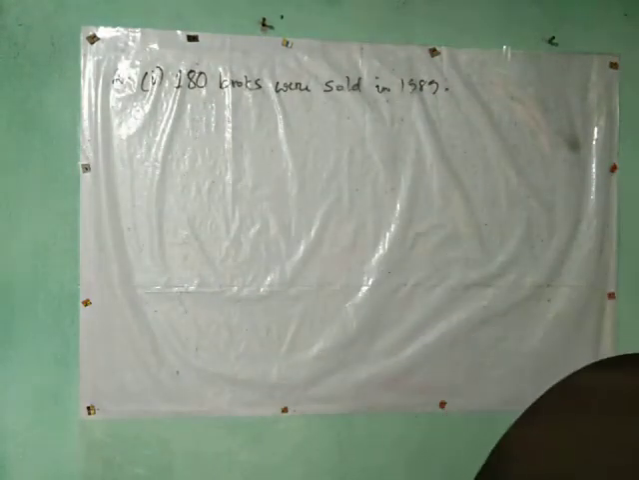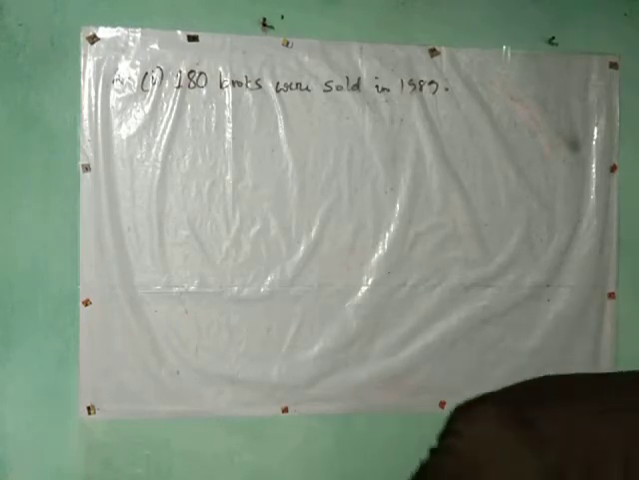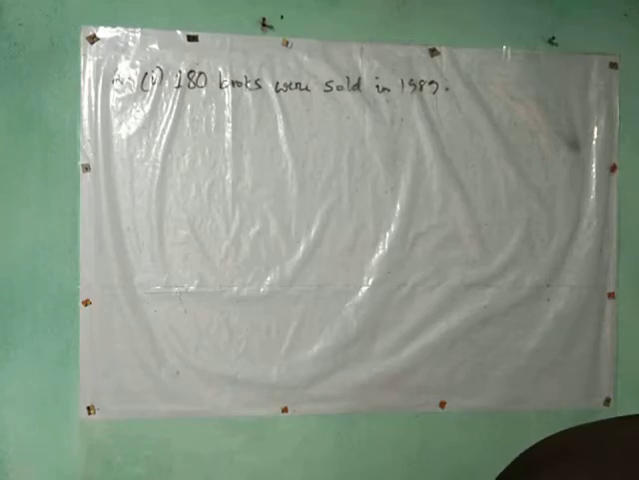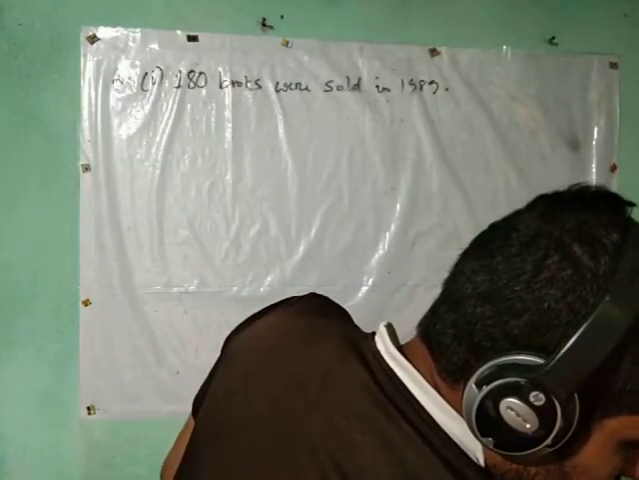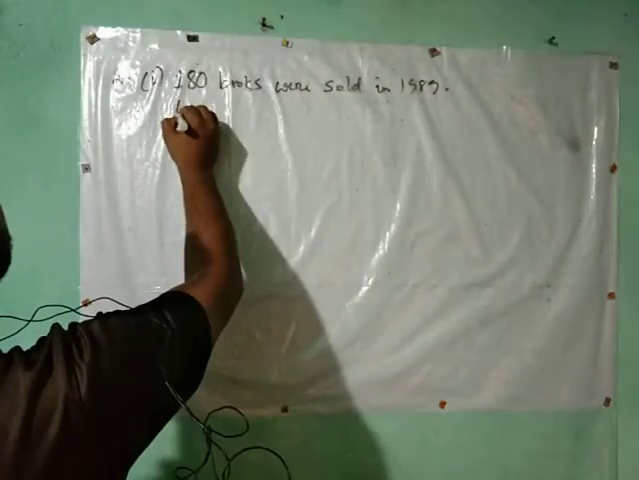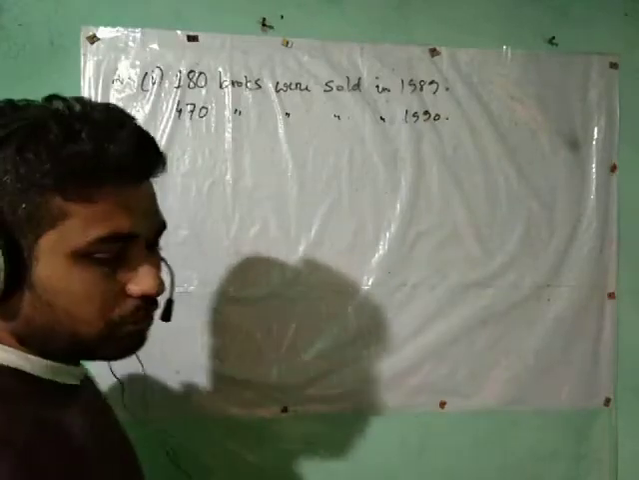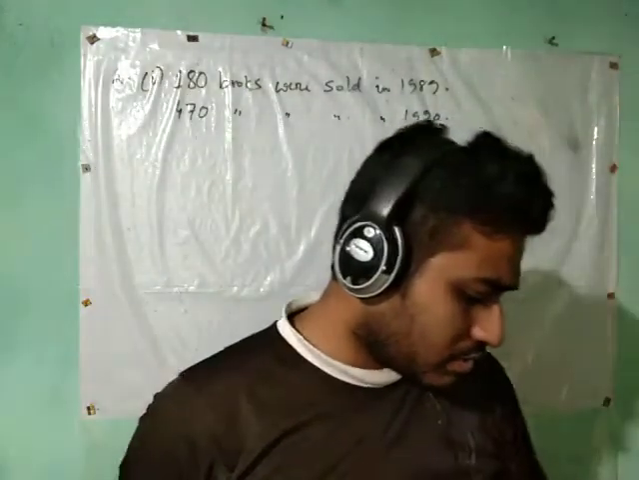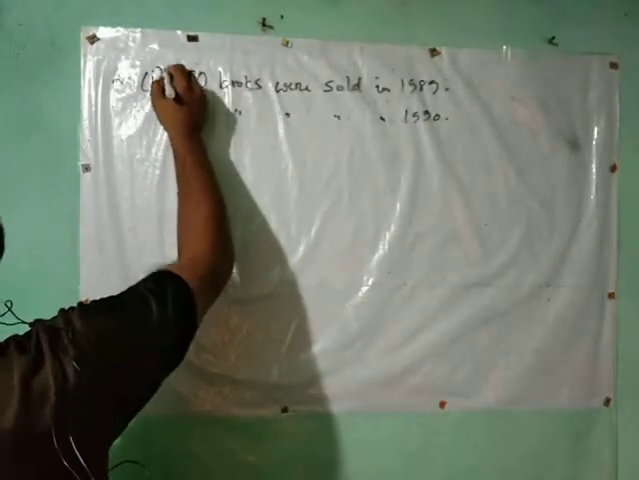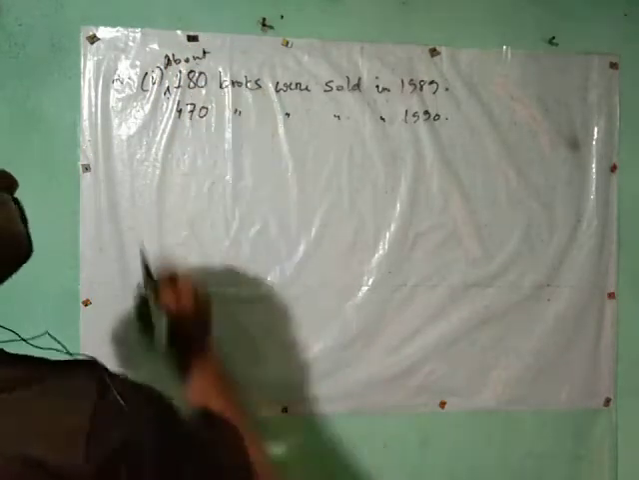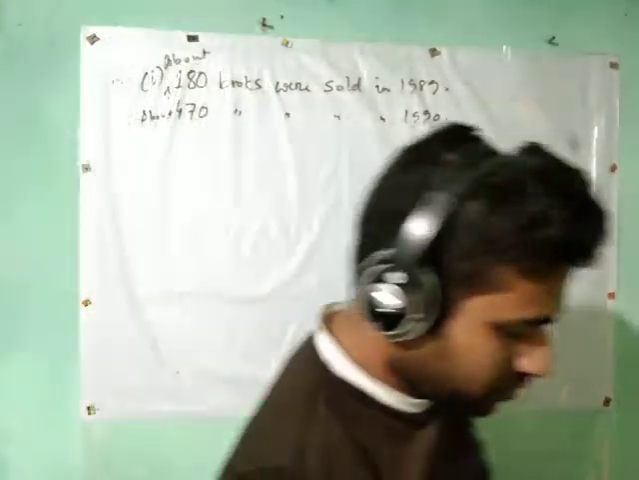If you look at the other bar, you will notice that it is also near about 470. So 470 books were sold in 1990. These were not perfectly calculated, but around. So you have to write about, since the question says about. So here write the word about. About 180 books were sold. About 470 books were sold. And the last one will be what?